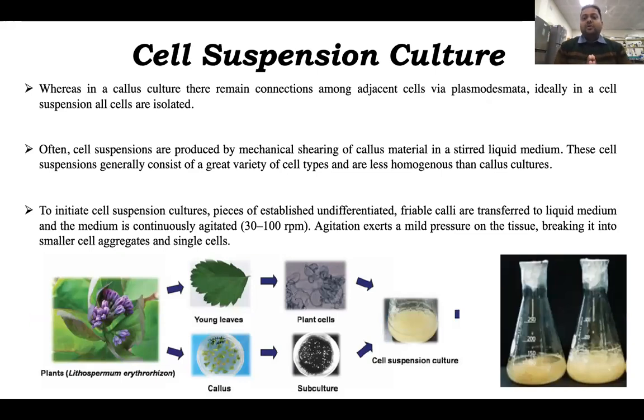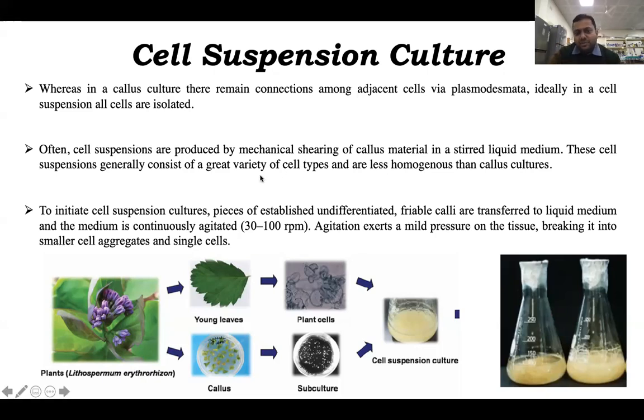Now, this is the second form of tissue culture, the cell suspension culture. With reference to the callus culture, where one cell is actually communicating with another cell via plasmodesmata, in a cell suspension culture, ideally, you have individual cells and each cell starts multiplying. But this is an ideal condition. I mean, not always do we get individual cells culturing. You might have a clump of cells actually.